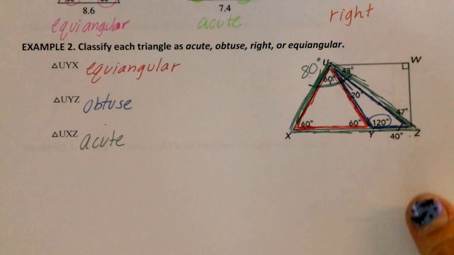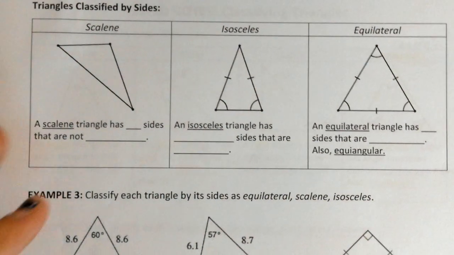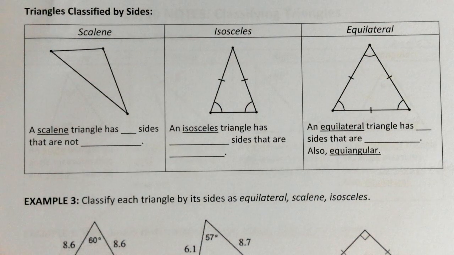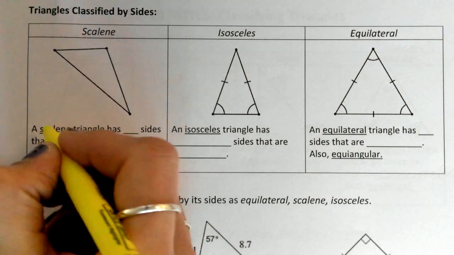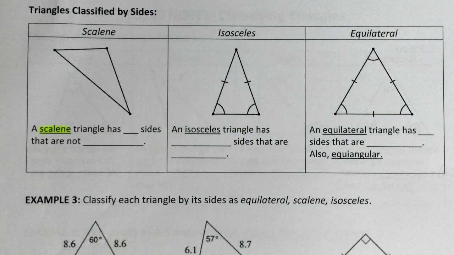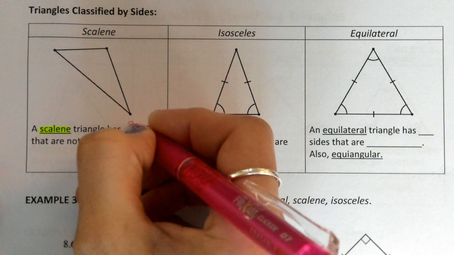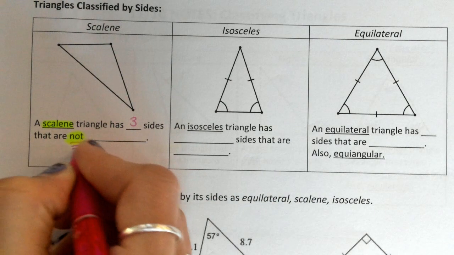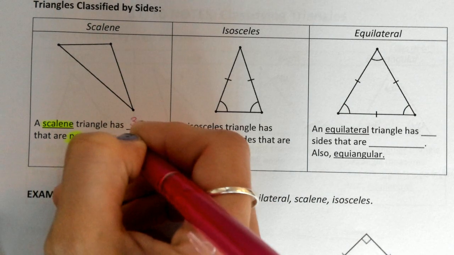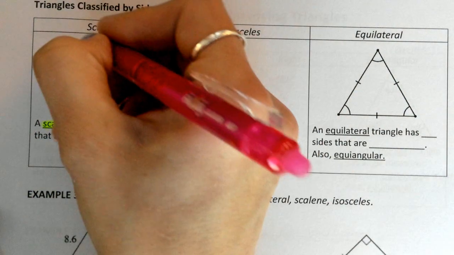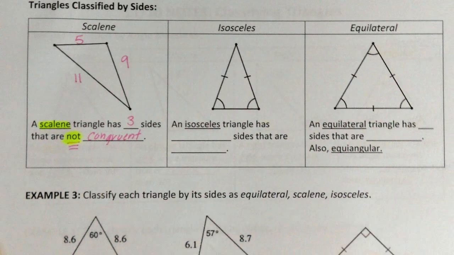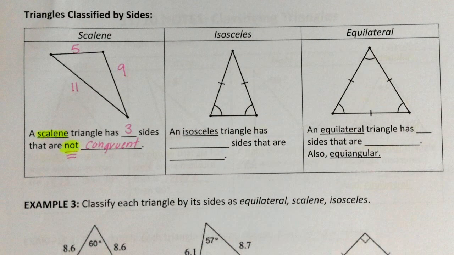All right, so let's talk about classifying triangles with sides. And none of this is new. Okay, you've learned all of this before. So you need to review. We have what's called a scalene triangle. Our scalene triangle is going to have three sides that are not, very, very important, not congruent. So we could just make up three sides. Let's say 5, 9, and 11. None of them are the same. So we have a scalene triangle.